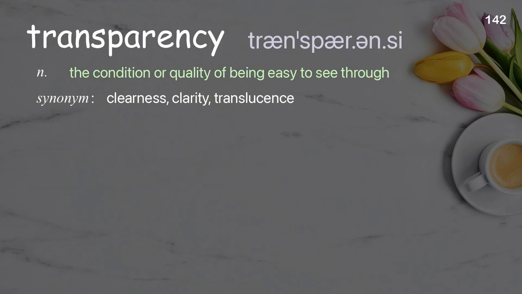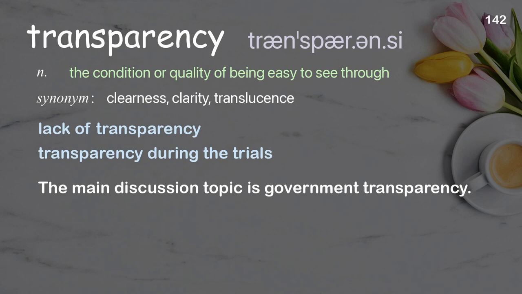Transparency. The condition or quality of being easy to see through. Examples. Lack of transparency. Transparency during the trials. The main discussion topic is government transparency.